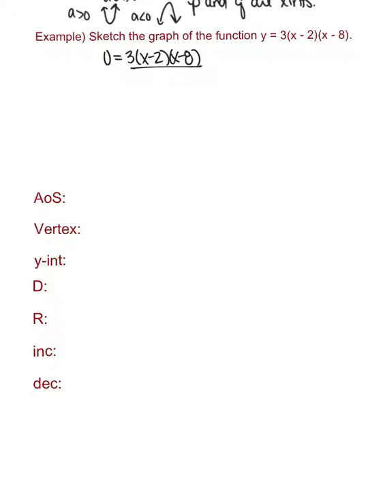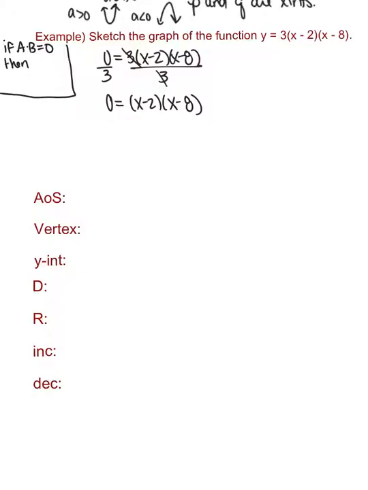If I were going to solve for x here, I would just get rid of that 3, because 0 divided by 3 is just 0. That gives me 0 equals x minus 2 times x minus 8. So now I'm going to use my zero product property. It says if a times b is equal to 0, then a is equal to 0, or b has to be equal to 0, because the only way for a times b to equal 0 is if one or the other is 0.